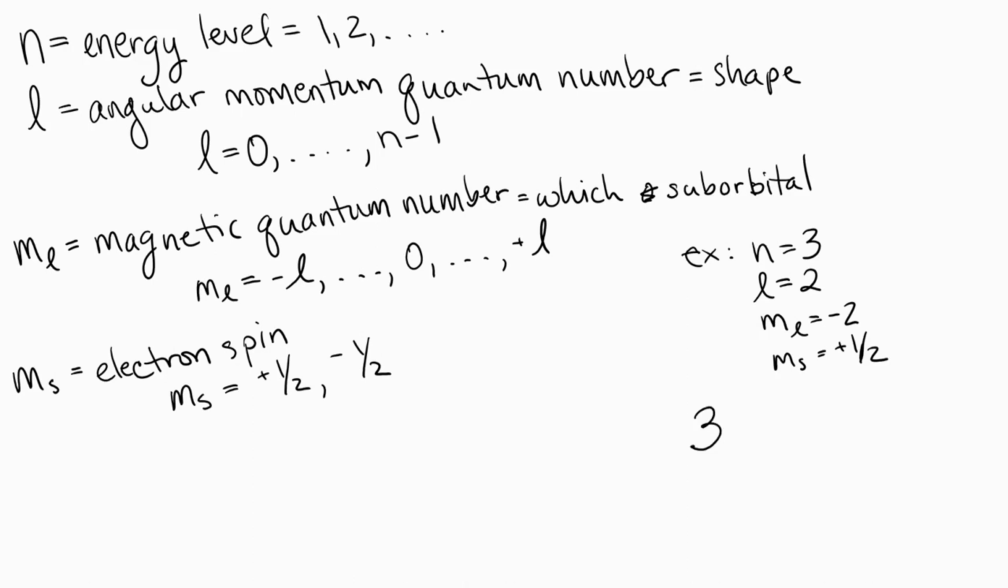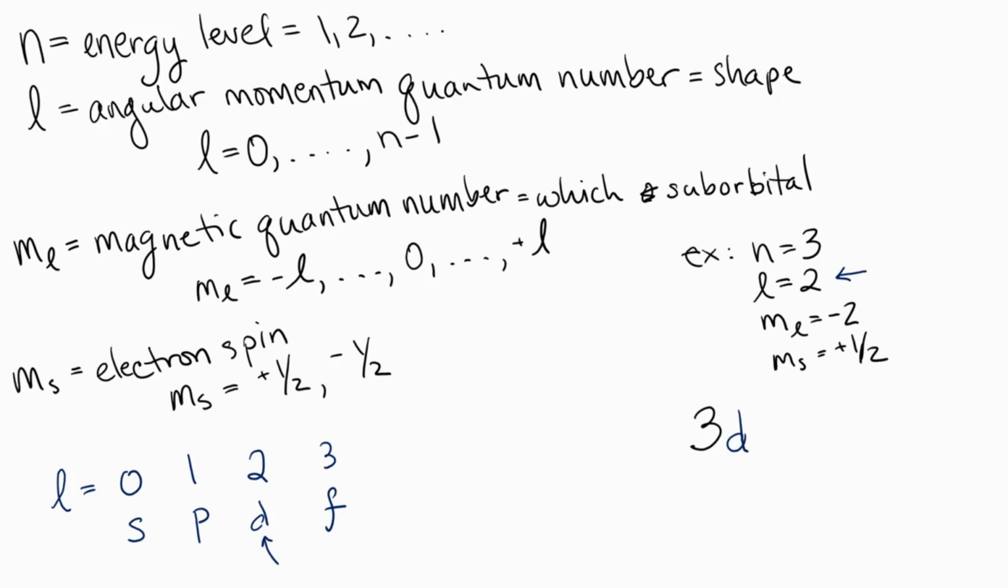And L equals 2, so we're going to take a quick little side quest over here for L values. If L is equal to 0, then we are in the S suborbital. If it's equal to 1, it's going to be a P, 2, D, 3, F, and really you're not going to go above F. So because in our example, L equals 2, that means that we have a D orbital.